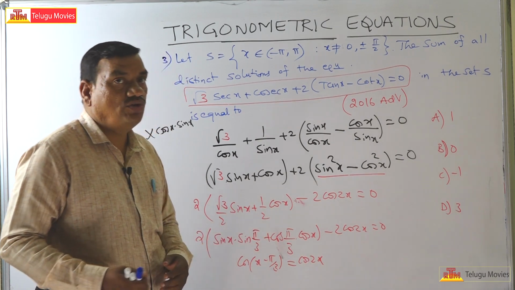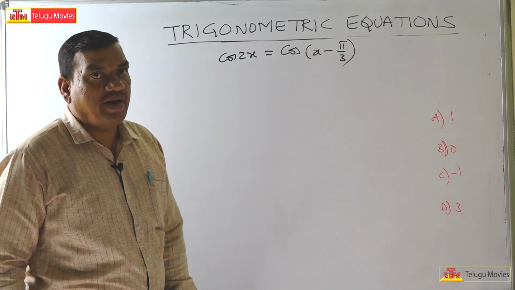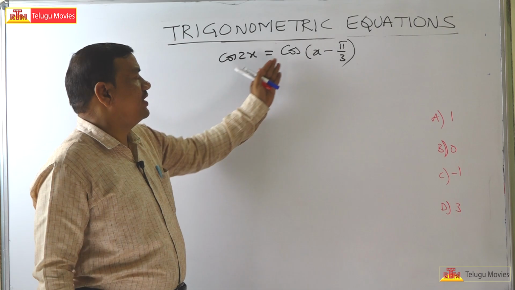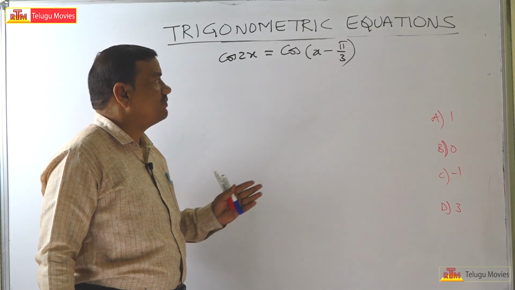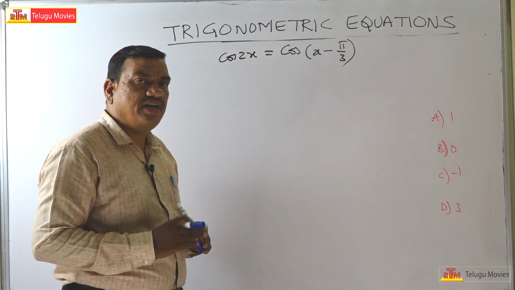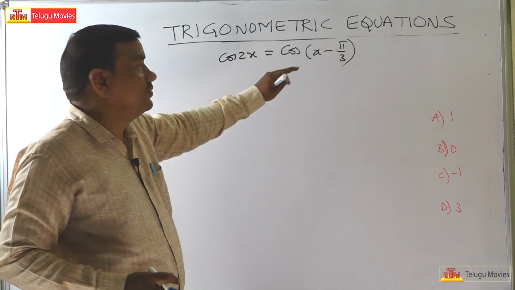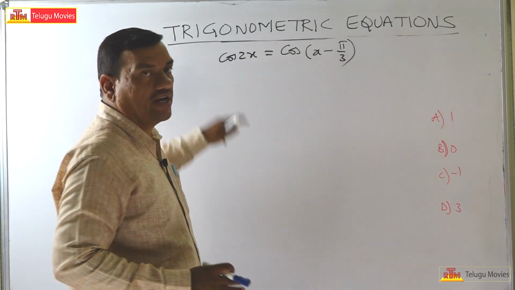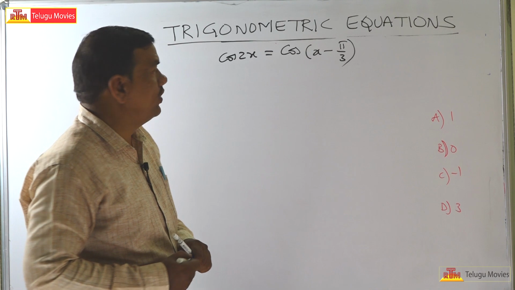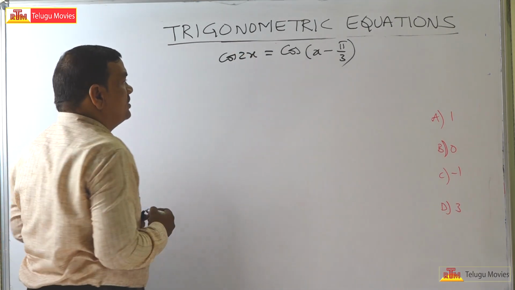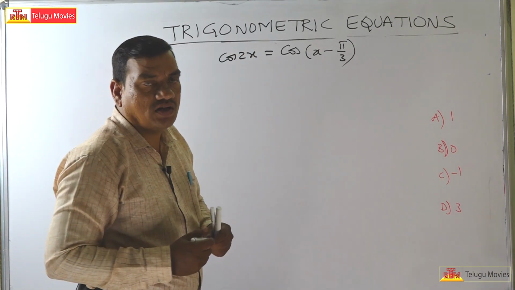Okay, so let us continue the solution. Welcome to the remaining solution. So here we got cos 2x is equal to cos of x minus pi by 3. In both the ways we cancelled 2. Here also you will get 2, here also you will get 2. 2 I cancelled.